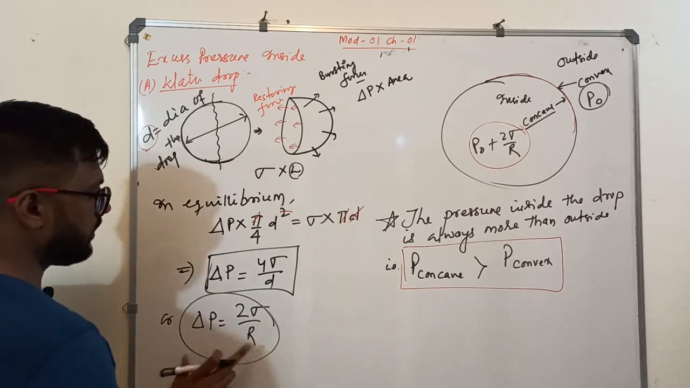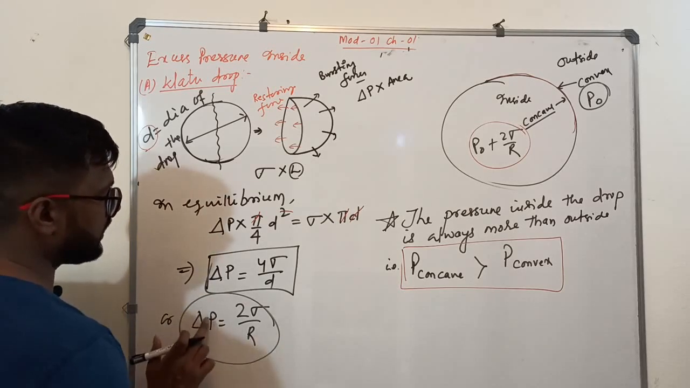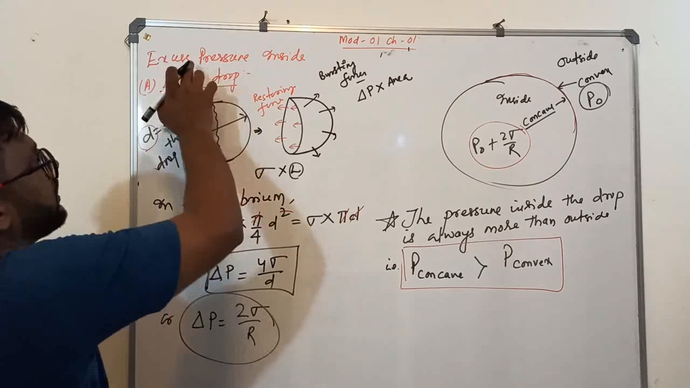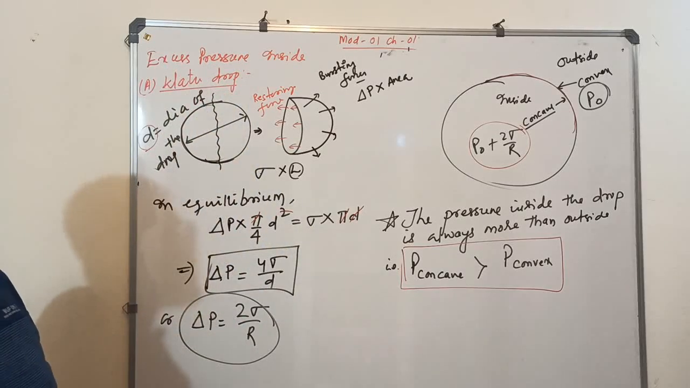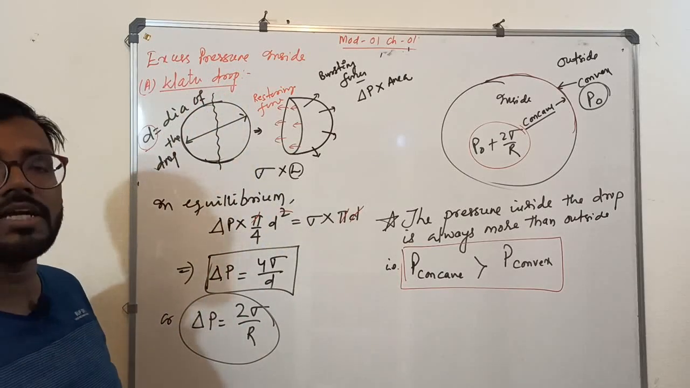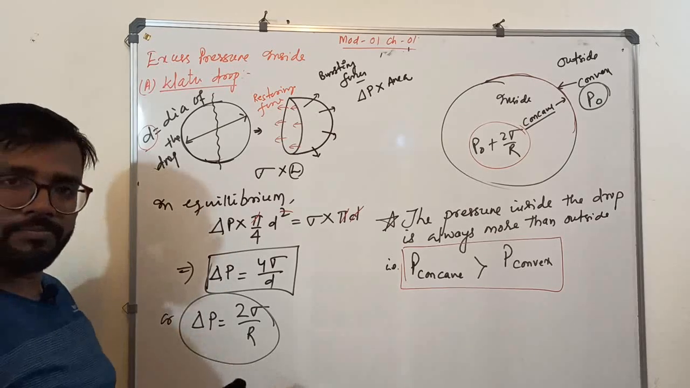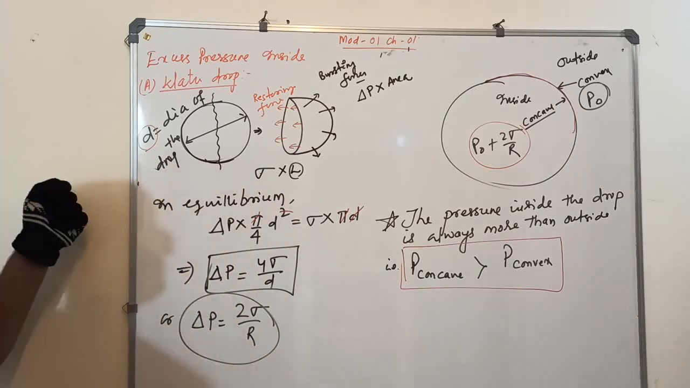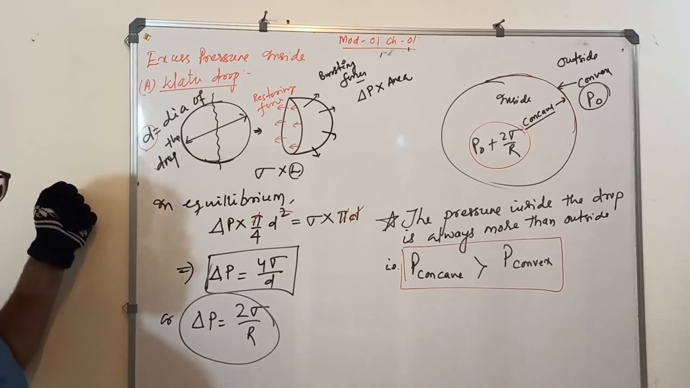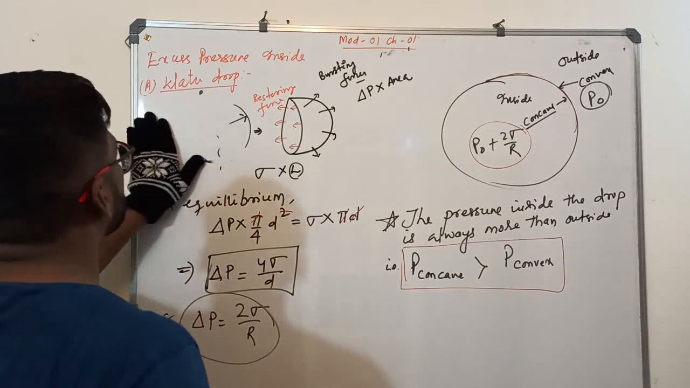So 2 sigma by R is the delta P. What is delta P? Sir, excess pressure inside a liquid drop. Okay? Done? Now we'll go for what? No, pause the video, note it down. Note it. So next we'll go for the soap bubble.